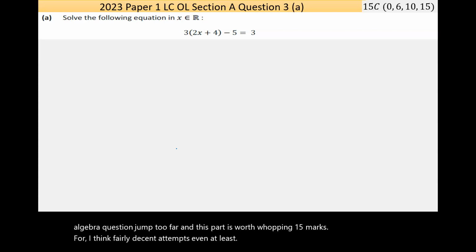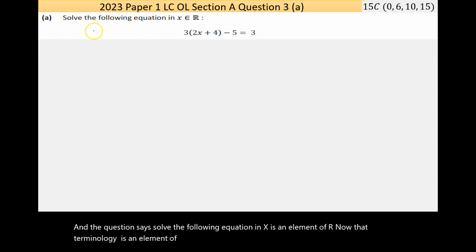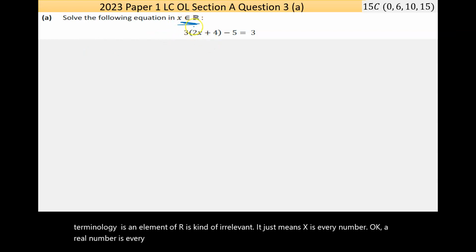And the question says, solve the following equation in x, where x is an element of R. Now, that terminology, x is an element of R, is kind of irrelevant. It just means x is every number. A real number is every number, so you don't have to worry about it. In fact, you could ignore it. It's just said there for mathematical reasons.